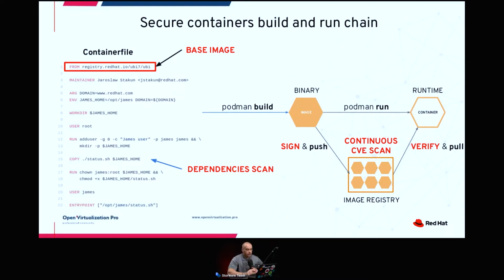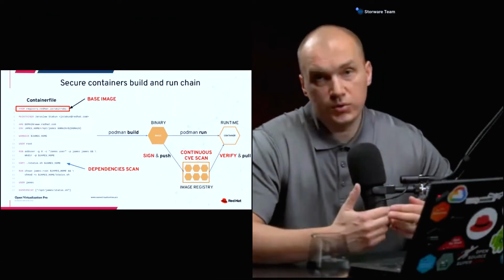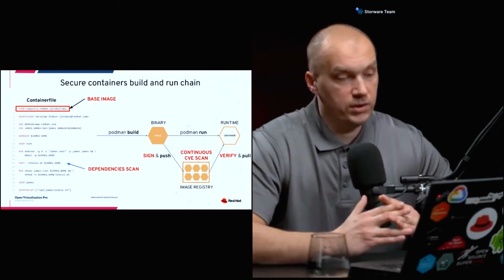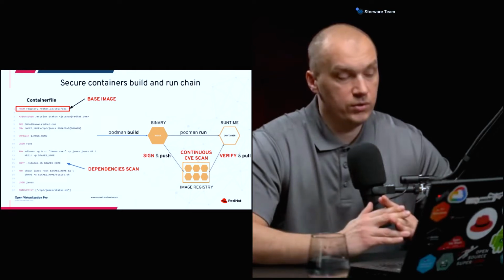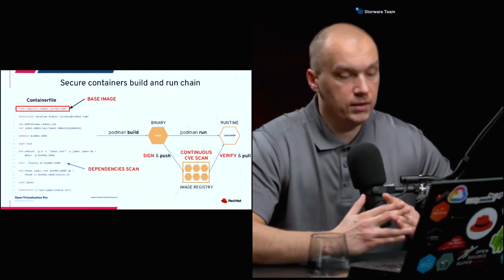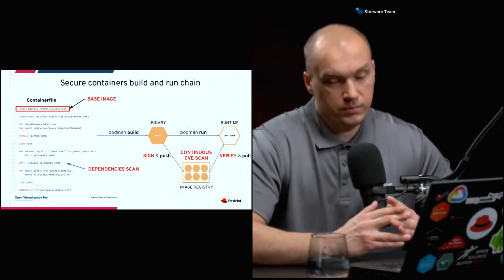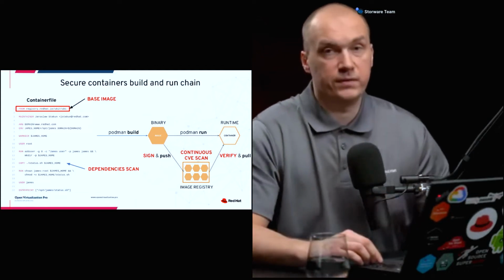And there is one more step here. When you create an image, you sign it, you push it to the image registry in most cases, and you should also make sure that the binary image is scanned against CVEs. What is very important is that you execute that scan continuously, because day by day some new CVEs are revealed, and it is very important that you can detect whether your image is vulnerable to some specific CVEs.